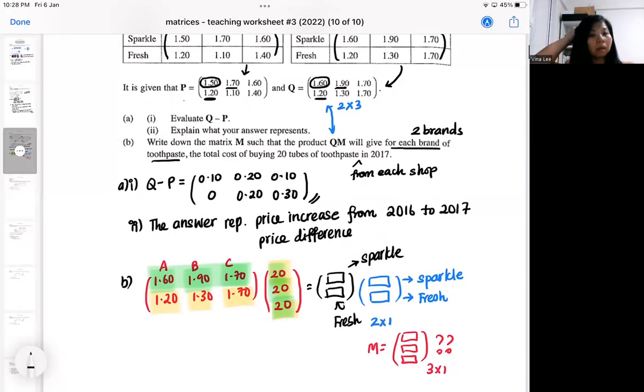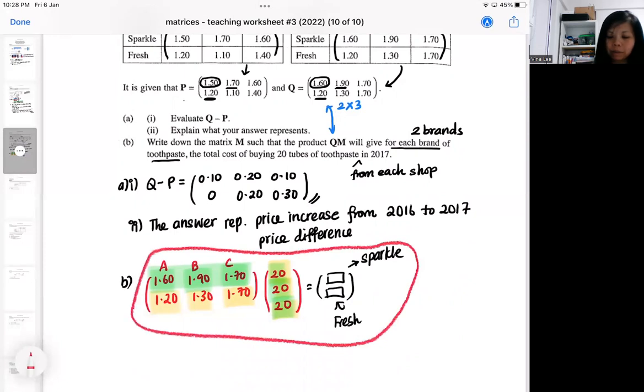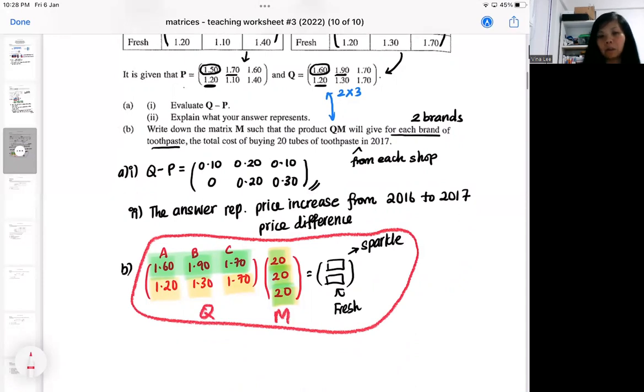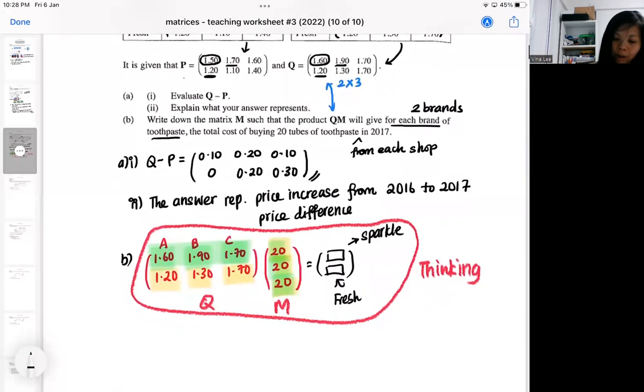So what are you supposed to answer? You are only going to answer the matrix Q and the matrix M. They didn't ask you to multiply. So do you need to multiply? No need. You just have to answer them. What is your M? This should be the thinking process. The thinking process requires you to think backwards. You must know what is the end product first. After the thinking process, you just need to answer what is your Q, what is your M. So M will be 20, 20, 20.